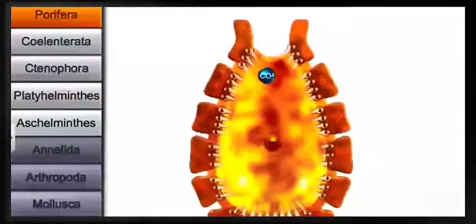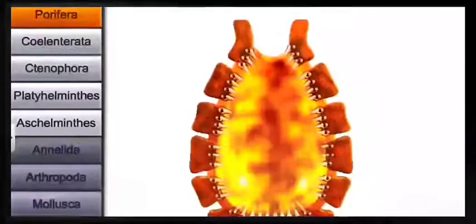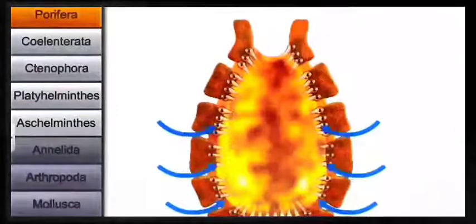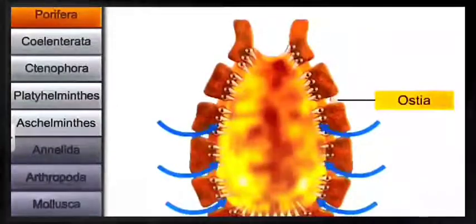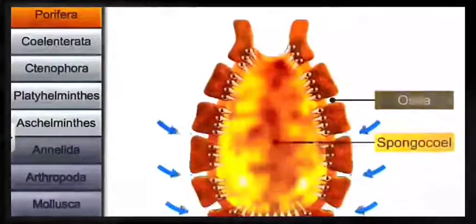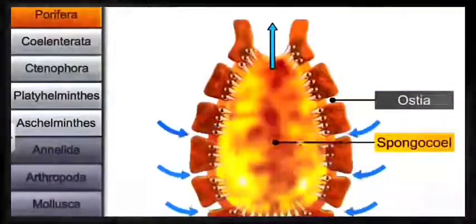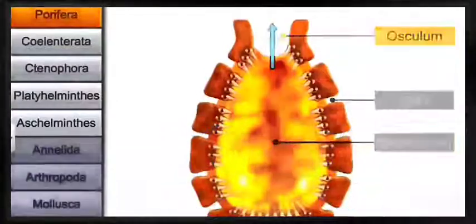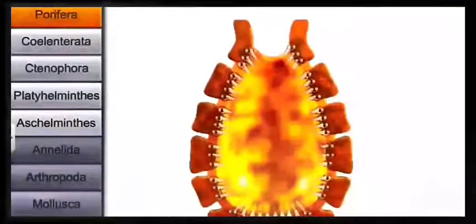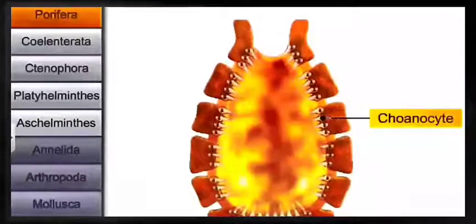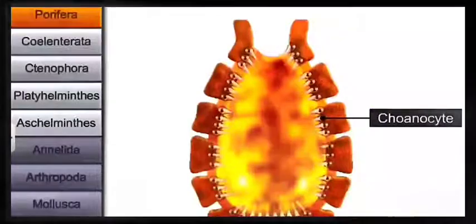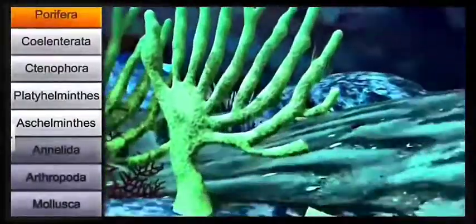You can see there are small pores through which every substance goes in. These pores which are on sides are called ostia. Water enters the body through ostia. There is a cavity in the center called spongocoel, and the water goes out from osculum at the top. So these sponges have got specific types of cells called choanocytes or collar cells. They are helping in the intracellular digestion.